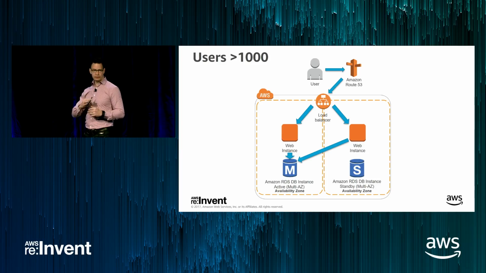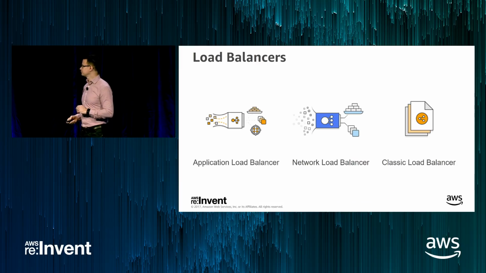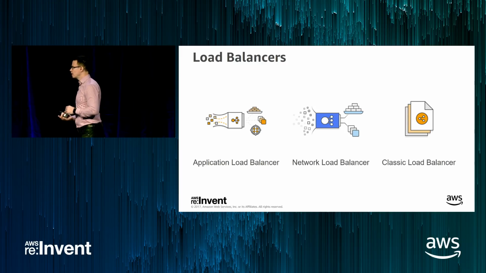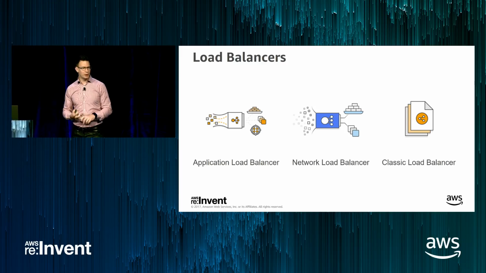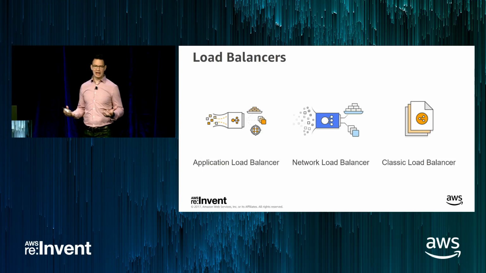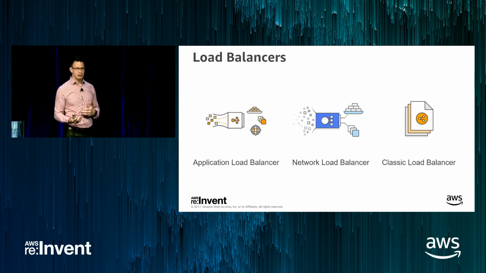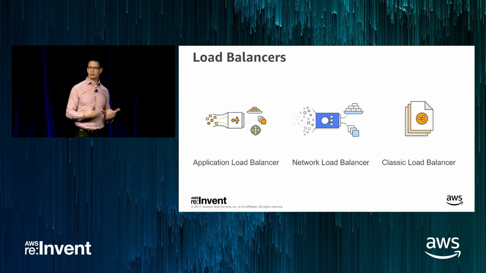Now, we're able to load balance between the different web instances using a load balancer. And that's enabling us to be able to scale out horizontally. When choosing a load balancer, we have a few options. We have an application load balancer, a network load balancer, and a classic load balancer. Now, you're going to use a classic load balancer if you're dealing with an EC2-Classic network. Most of you will probably have a VPC, in which case we suggest you use either an application load balancer or a network load balancer.